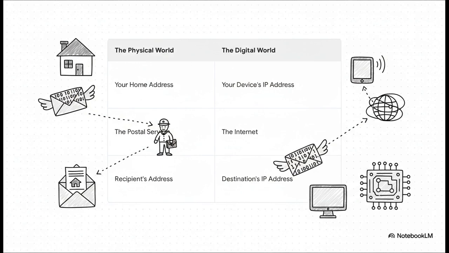The comparison is perfect. In the real world, you have your home address. In the digital world, your device has an IP address. And just like you have a public street address but maybe private room names inside your house, there are public IP addresses for the whole internet and private ones just for your home network. The postal service that carries the letters, that's the internet. And of course, the recipient's address on the envelope is just like the destination's IP address for your data. See? It lines up perfectly.